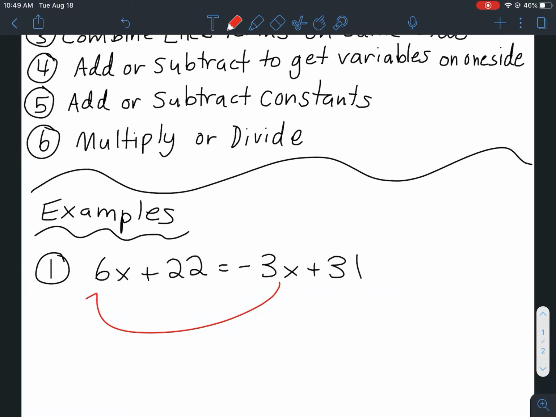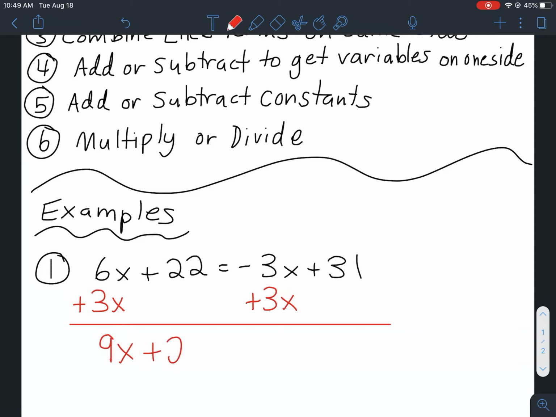So I want to move this variable to this side. Well, how do I do that? I use inverse operations. I do the opposite of what it already is. We have a negative 3x, which is the same as subtracting 3x. So how do you get rid of a negative 3x? You cancel it out by adding 3x. But whatever you do to one side, you have to do to the other. So now we have 6x plus 3x is 9x. We still have our plus 22. And then on our right side here, negative 3x plus 3x just cancels out, and all we're left with is 31.